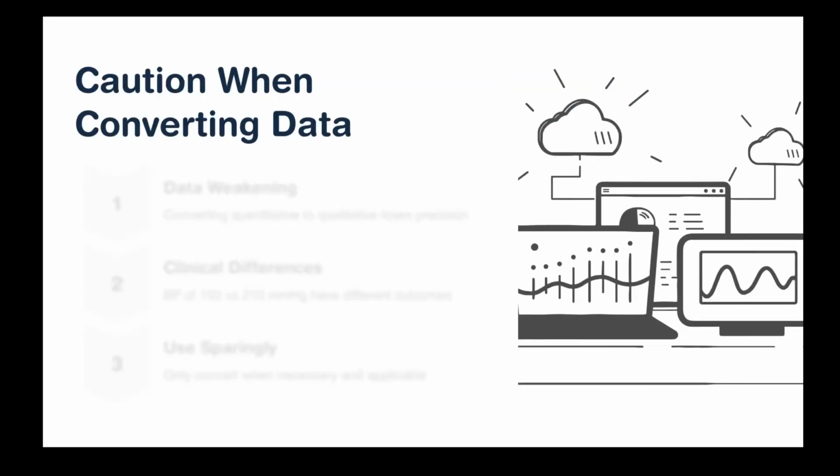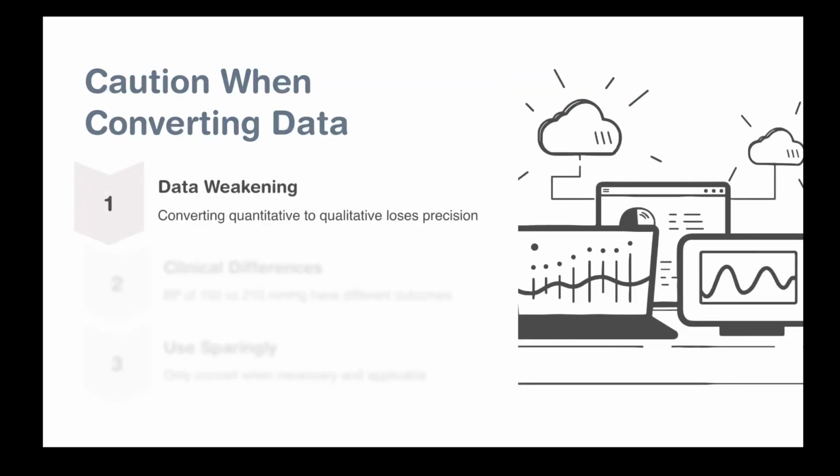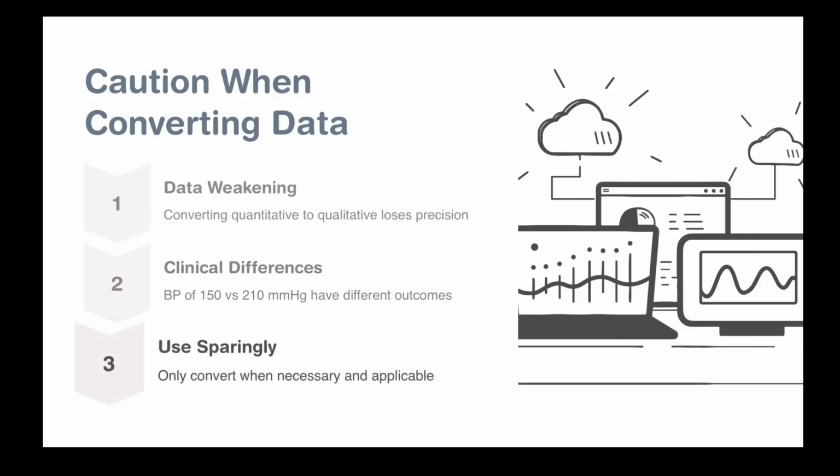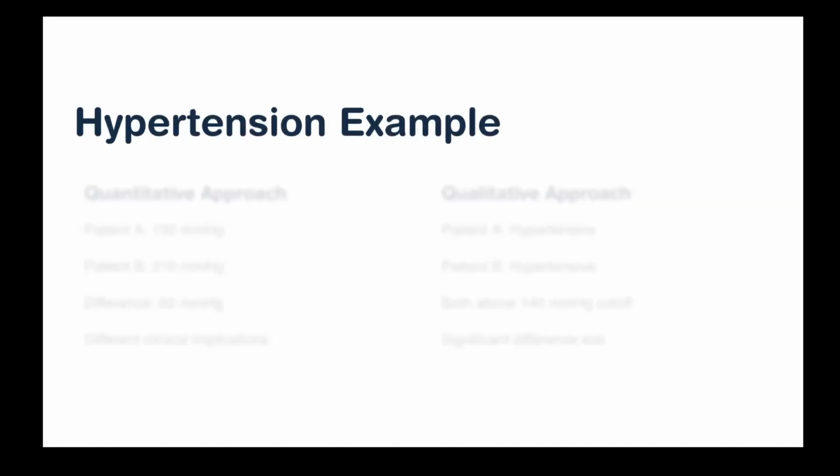So when we are converting data, we also need to remember some caution. We should be cautious because it will weaken the data. Converting a quantitative to qualitative loses precision. There are also clinical differences here. A BP of 150 versus 210 have different outcomes, obviously. Only convert when it is necessary; you should use it very sparingly.